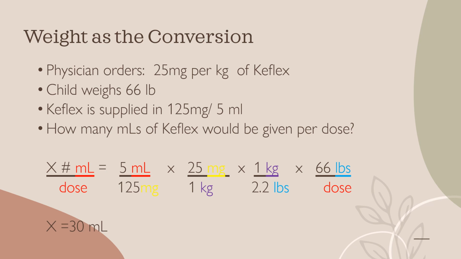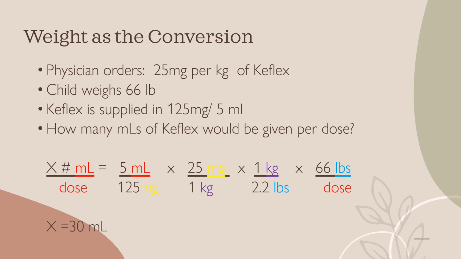On the left-hand side of the equation, we have number of milliliters per dose, as that is what we're trying to solve for. On the right-hand side of the equal sign, we start with what we know about milliliters, and we know that 5 milliliters is 125 milligrams. Now we need to add in what we know about milligrams, which is 25 milligrams per kilogram from our order. Now we need to figure out what we know about kilograms.